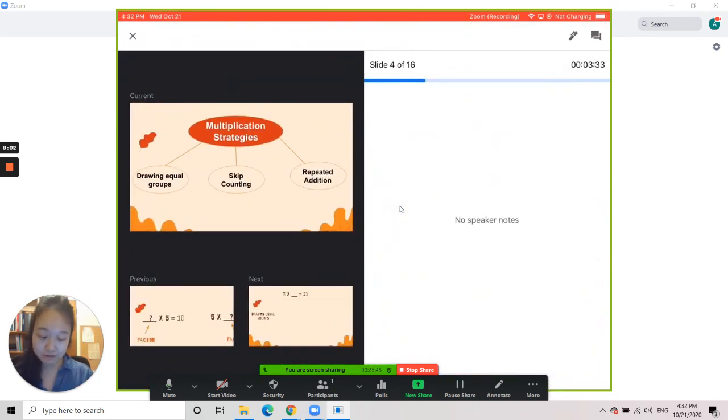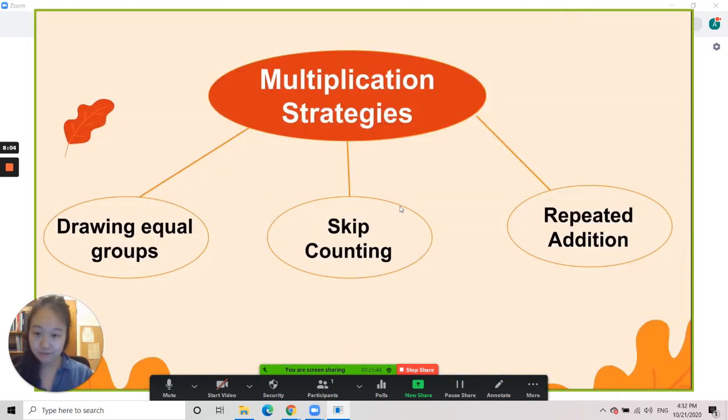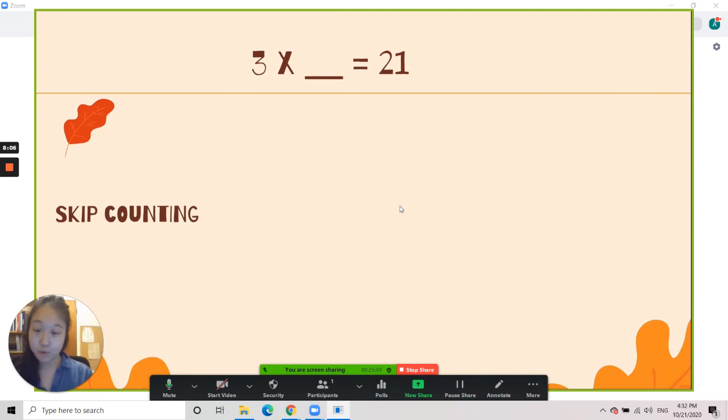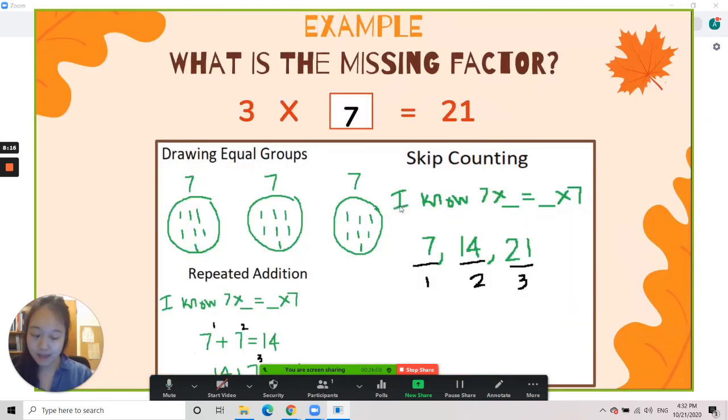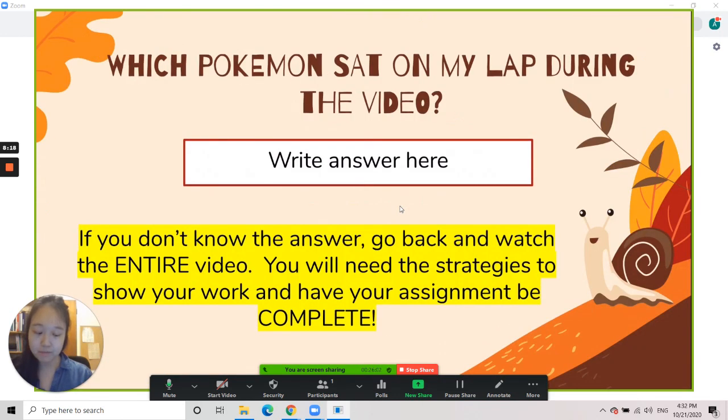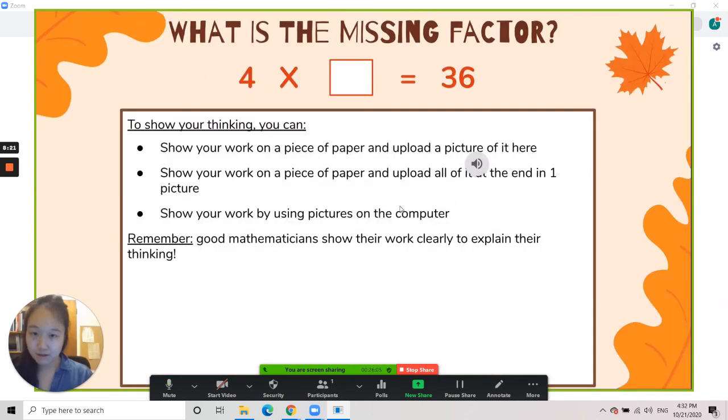We will include the problem that we worked with as an example in the slide over here. And then you will solve similar problems where you are given an equation where either the first factor or the second factor is missing. You have to type your answer into that empty box, and then you have a place where you can show your work using one of the strategies that we discussed in the video.